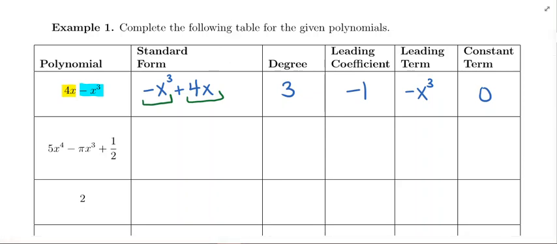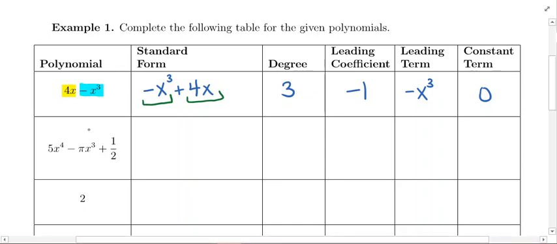All right, next polynomial, 5x to the 4th power minus pi times x cubed plus 1/2. All right, so don't be freaked out by pi. Pi is a decimal that is approximately 3.14. It's just a number, so this is really a number times the power of x. Also don't be alarmed by the 1/2 here. The 1/2 is a fraction, but there's no x in it. 1/2 is the same thing as 0.5. It's just a number. So this is a polynomial.